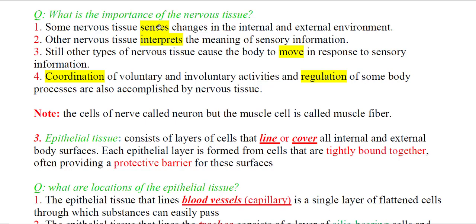So, after the nervous tissue in the sense organ detects change in the internal and external environment, it sends the signal to the brain. Then the brain interprets what this sensory information is, and then responds to it. Still, other types of nervous tissue cause the body to move.